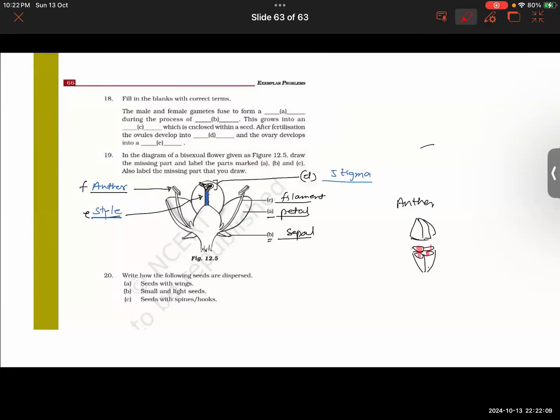Okay. Now the pollen grains, what do they contain? If I were to specifically talk about the pollen grain, inside the pollen grain, what do we have? Do we have the male gamete or the female gamete? Male gamete. They contain the male gamete, which is basically nothing but the sperm cells. They are the sperm. Okay.